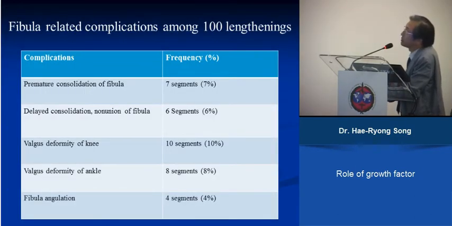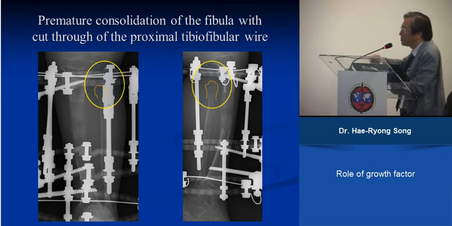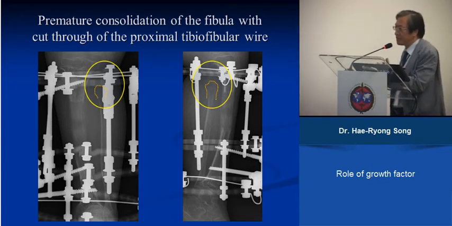And then there are many complications related to the fibula. You can see premature consolidation, delayed consolidation, varus of the knee, and fibula angulation. You can see this X-ray. This X-ray shows this patient had a fibula osteotomy here, but premature consolidation occurred. And then during lengthening, the patient had pain and knee flexion contracture. And then I missed it because of the ring height of the fibula. And then we found the migration of the fibula here, cut through the proximal fibula head. Because during 10 centimeter lengthening, a very thin fibula cannot resist the wire cutting through.